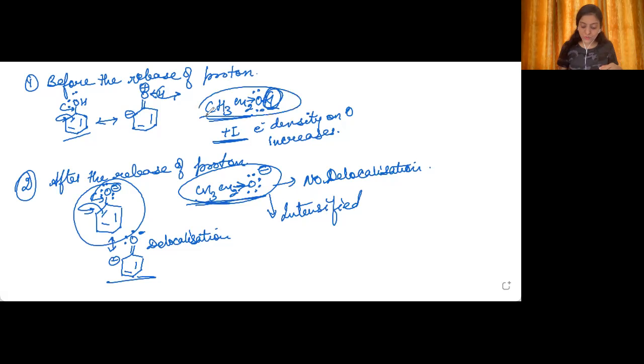So just like that, ethanol will try to remain ethanol. It will not try to form the ethoxide ion, because it is unstable because of intensification of the negative charge. Okay, so these are the two explanations, and depending upon the marks of the question, sometimes you need to take both the explanations in the exam. Okay. All right. So hope this is clear to you.